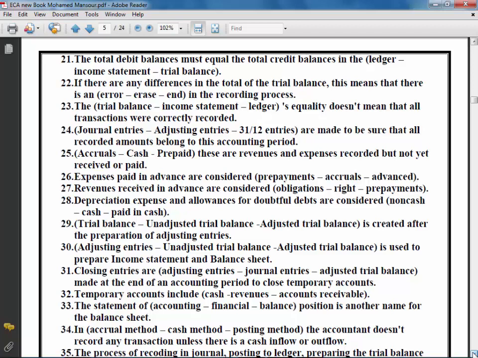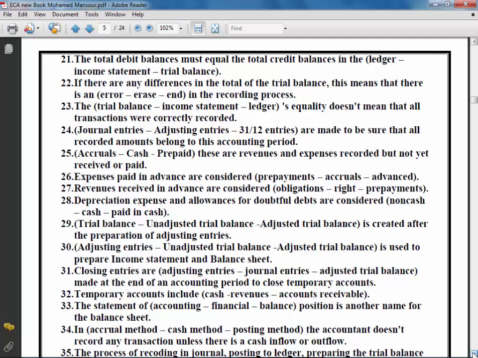Number 28. Depreciation expense and allowances for doubtful debts are considered non-cash, cash, paid in cash. Of course, depreciation expense and allowances for doubtful debts are considered non-cash.